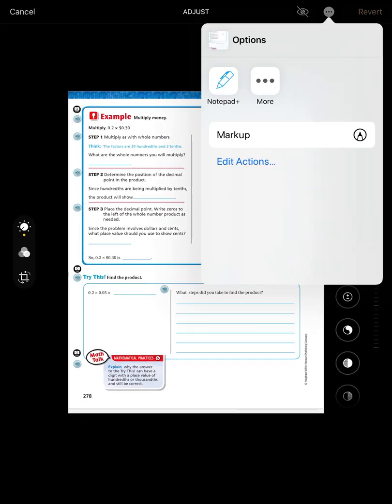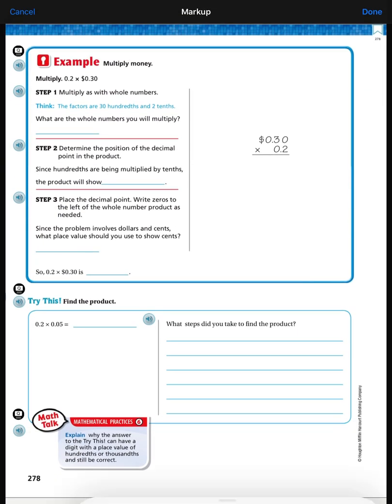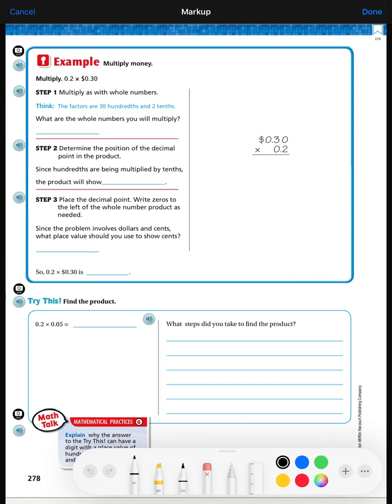All right, we're on page 278. We're going to look at a few more examples together. At the top, I want to look at the example first, then we might do the Try This part. The example says, we're multiplying money this time, okay? Multiply 0.2 times 0.30.